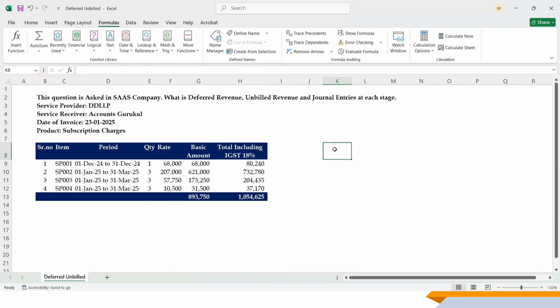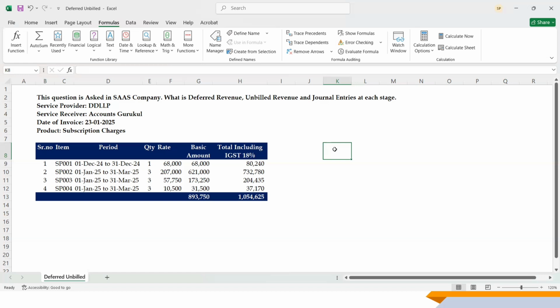the serial number first, atom, what atom code is added over there, period, for how many periods the subscription charges are provided, what's the quantity. Each quantity is considered as 1 month. If the invoice is for Jan to March, it's 3 months. Rate, that's a per month rate. Basic, it's rate into quantity, and total including IGST 18%, that's basic plus 18% IGST.